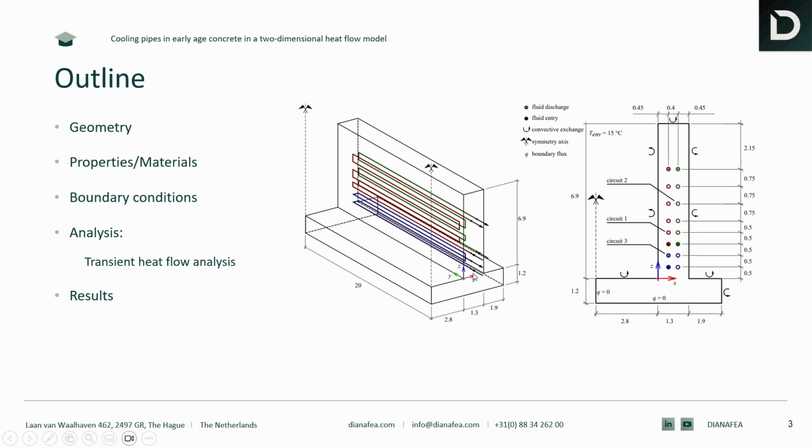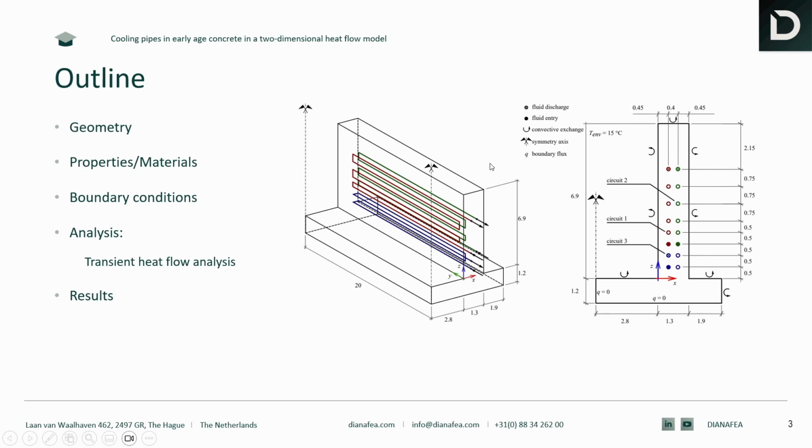Say that the fluid is flowing in, for example, the longitudinal direction and flowing out of the longitudinal direction as well. And if you want to simulate, for example, the temperature variation at the slice of this concrete structure, you can make use of the Diana 2D generalized plane strain model, and also take into account the cooling pipe fluid inflow and outflow as well.